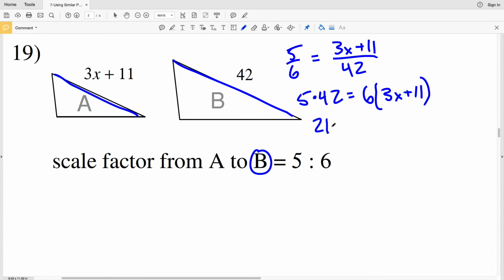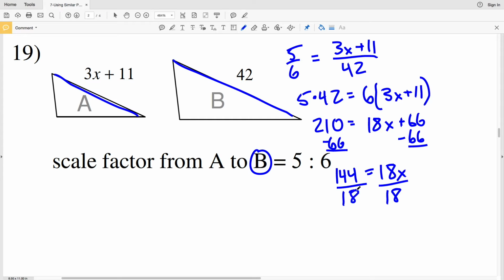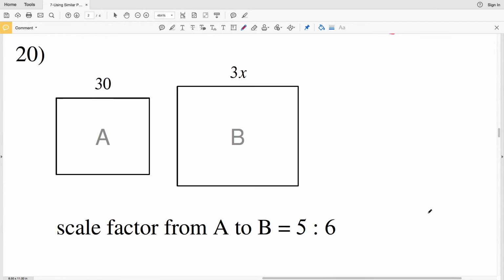5 times 42 is 210, and that's equal to 18x plus 66. So when I subtract 66, 210 minus 66 is 144, and that's equal to 18x. So when I divide both sides by 18, I'll get that x is equal to 8. So 8 is my solution in number 19. In number 20, my scale factor from A to B is 5 to 6. So A to B, 30 over 3x, is equal to 5 over 6.